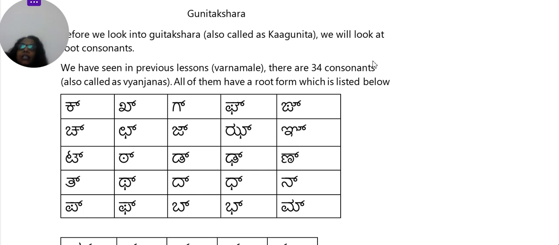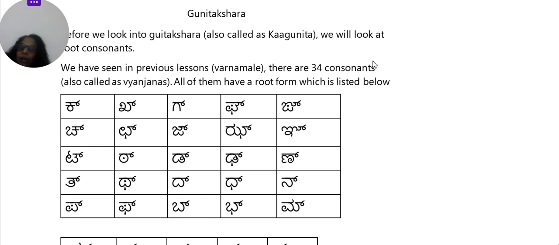So now, what is Gunitakshara? What do you mean by Gunitakshara? The addition of one vowel to a consonant, where you are adding the sound of the vowel to the consonant, that is called Gunitakshara. There are 15 vowels. We will apply all the 15 vowels to one consonant to get Gunitaksharas. So, addition of the sound of a swara to a vyanjana is called Gunitakshara.